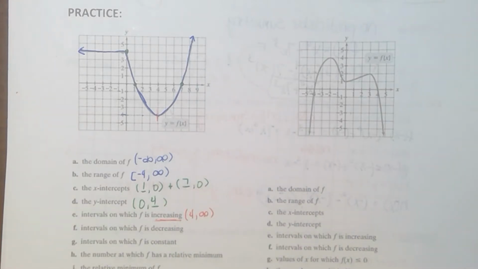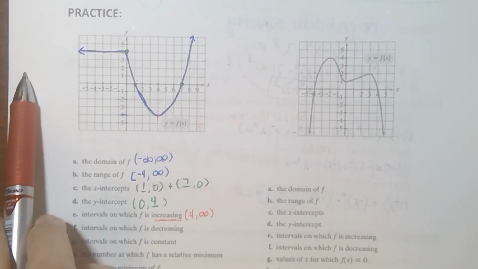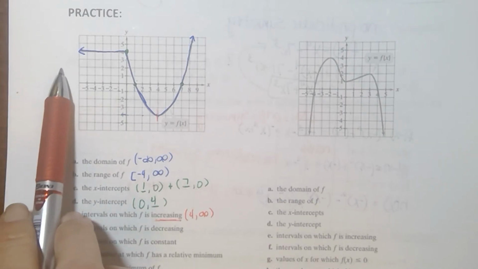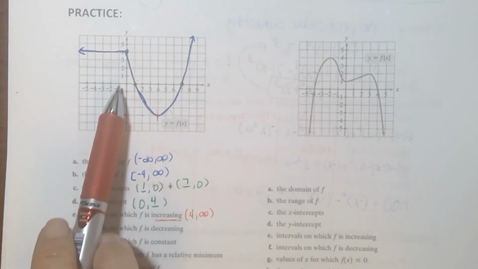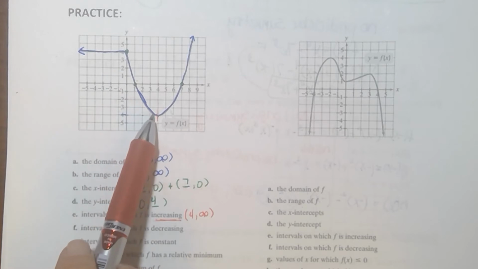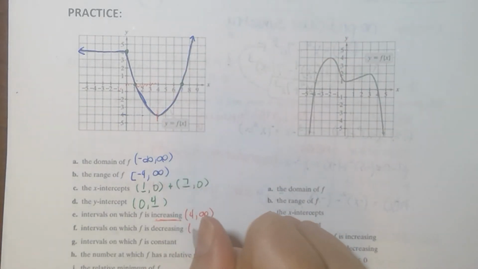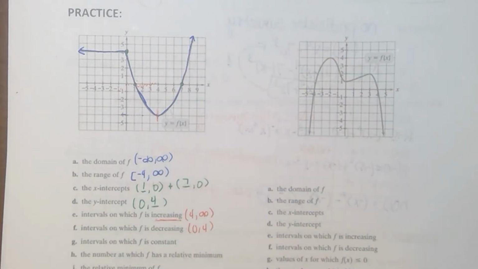Where is the function decreasing? Well, again, I read my function from left to right. My function is constant all the way until I get to 0, where x is 0. And then at that point, it drops and it decreases until I get to this x coordinate of 4. So over this interval from 0 to 4 is where my function is decreasing.